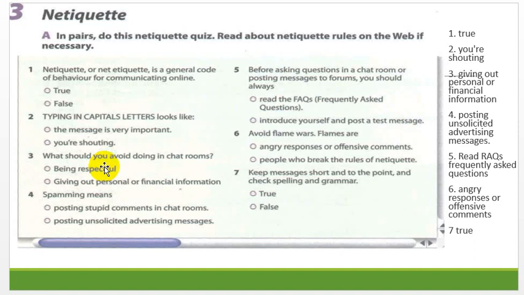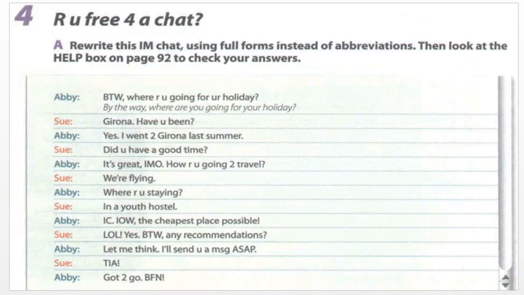And here, netiquette. Please do this netiquette quiz. Read about netiquette rules on the web if necessary. Read this netiquette, and here is the answer. At first, find your answer, then compare with this answer. Okay, are you free for a chat? See, this is an abbreviation. Instead of writing F O U R, it is just the number 4, for a chat.